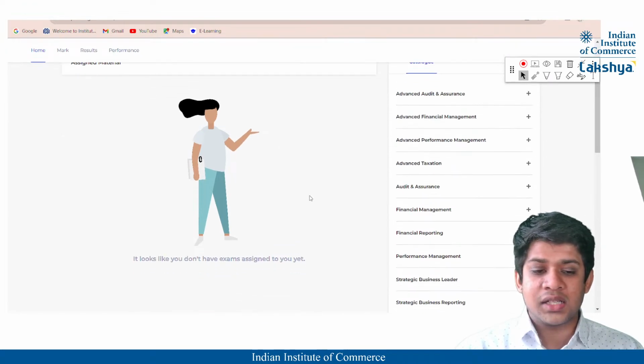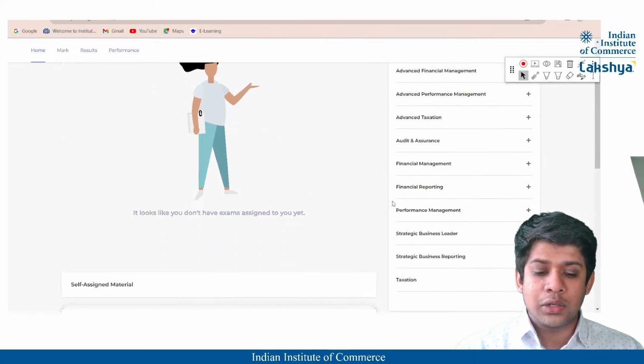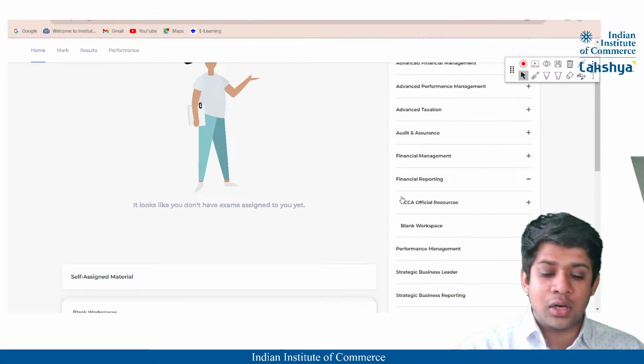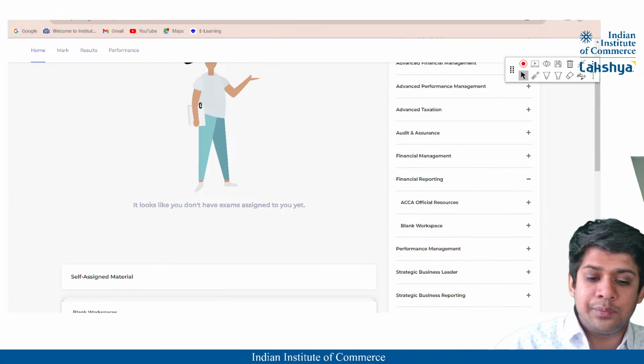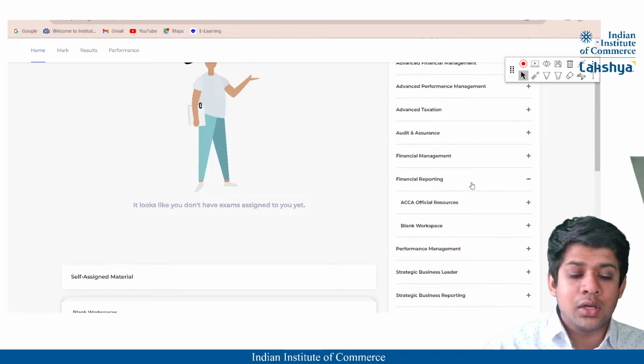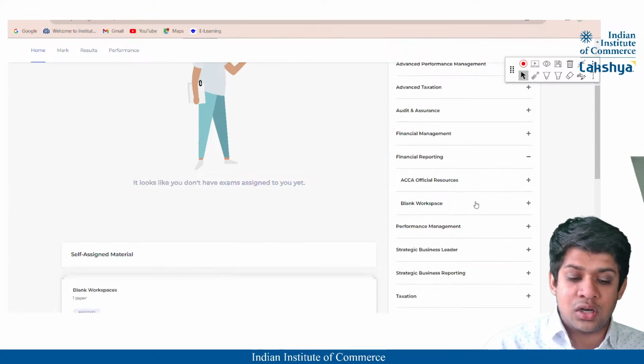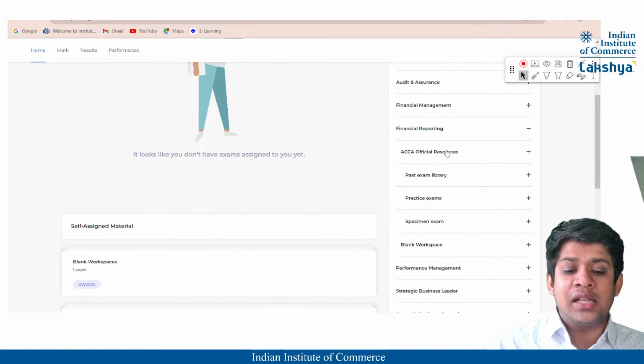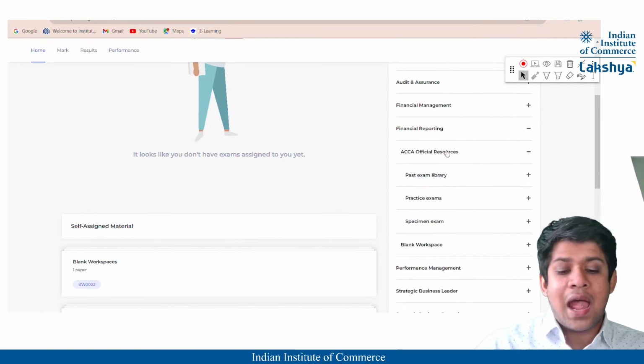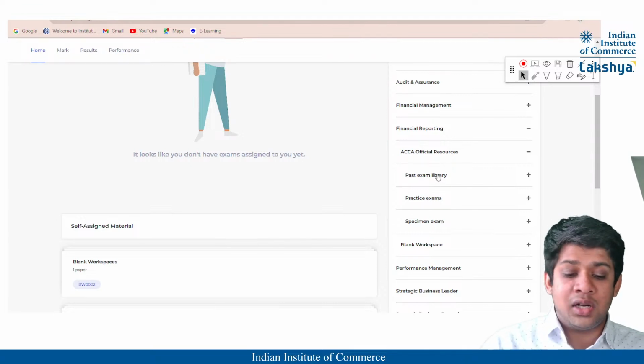once you log into the practice platform, you can click on any subject that you want. Right here, we will click on financial reporting. I don't know if it's clearly visible. Yes, it is visible, right? So once you click on financial reporting, two things will open up. That is a blank workspace and ACCA official resources. You will click on ACCA official resources and in ACCA official resources, you have your past exam library.